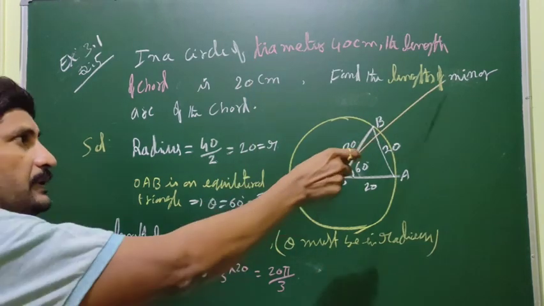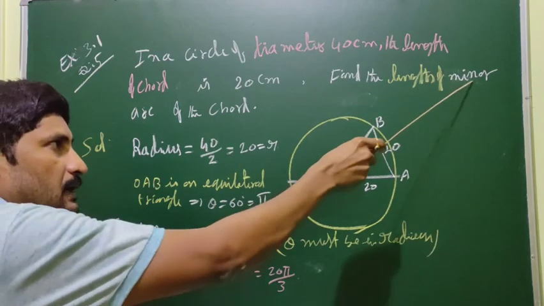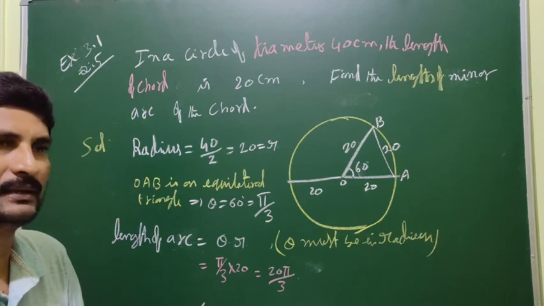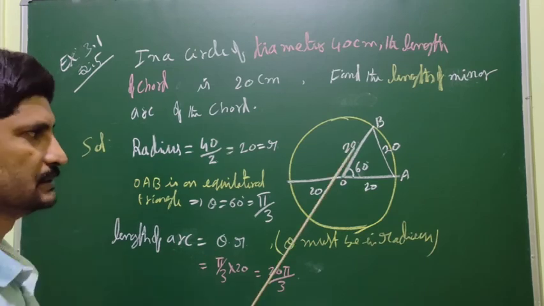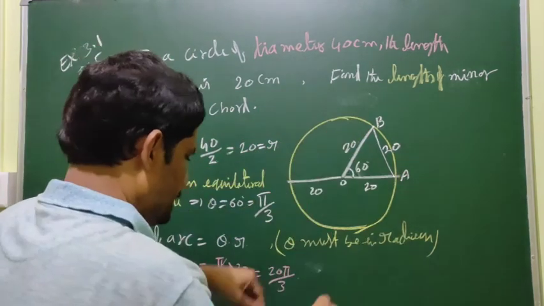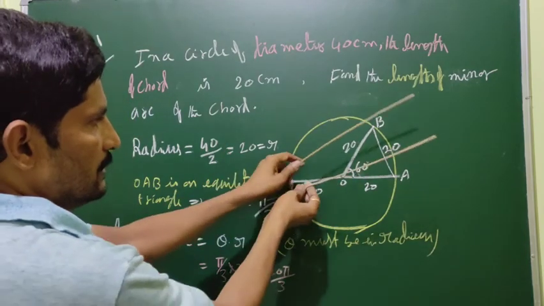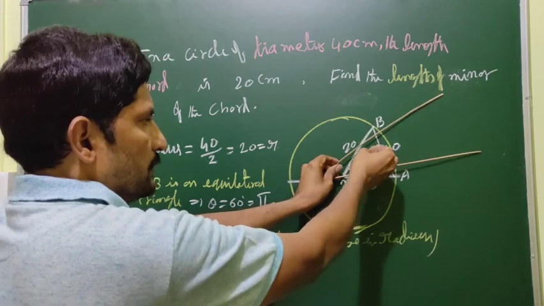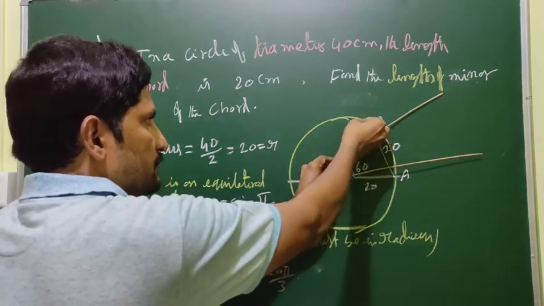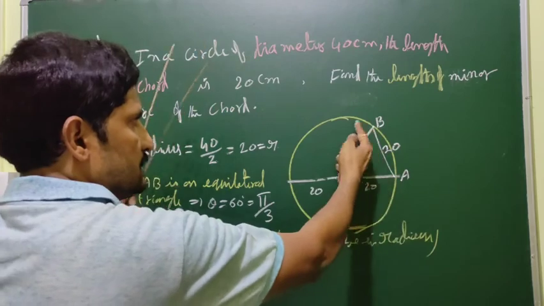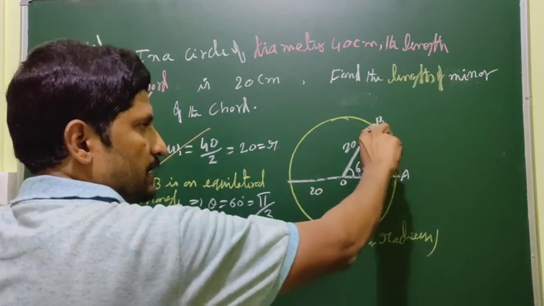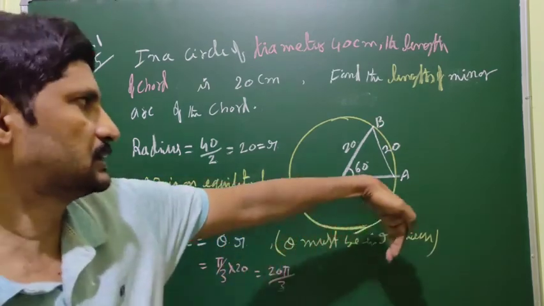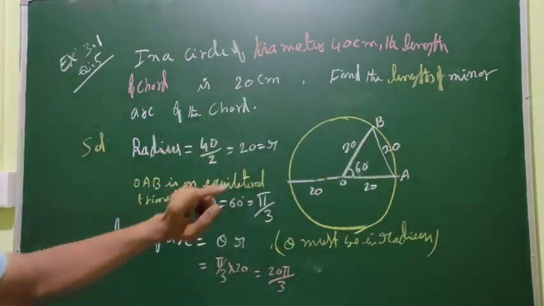What is the question? Find the length of the minor arc. Minor arc, major arc, there are two arcs. See this way. This is the minor arc. If you think about it from this side, it is the major arc. This is the major arc, this is the minor arc. Now the question is about the length of the minor arc, this arc from A to B.